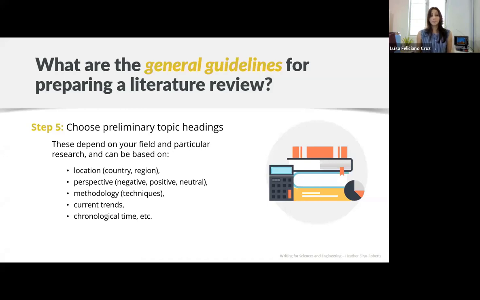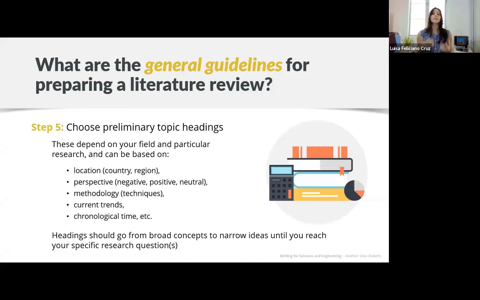It's important to remember that the headings of the literature review should go from a broad area, from a broad topic, and then you must narrow it down so that the last topic in your literature review is the specific research question or objective or hypothesis that you're trying to answer.